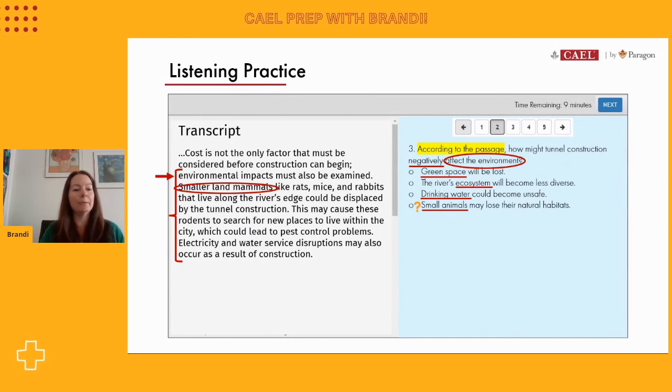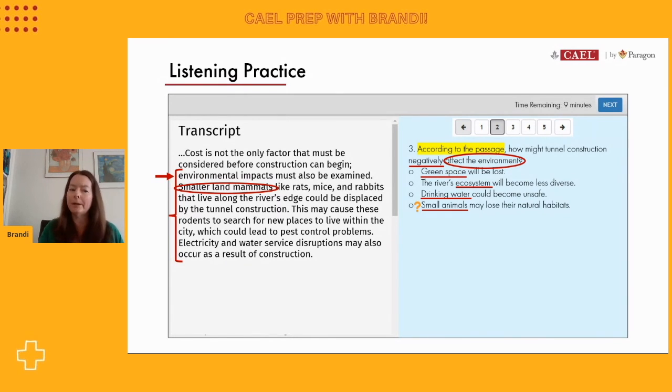This may cause these rodents to search for new places to live within the city, which could lead to pest control problems. So if these small animals or rodents are actually needing to find another home, then clearly answer D is looking like it's probably correct. Small animals would then lose their natural habitats if this construction goes forward.